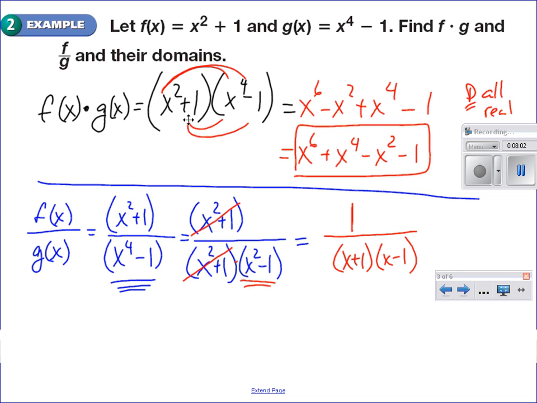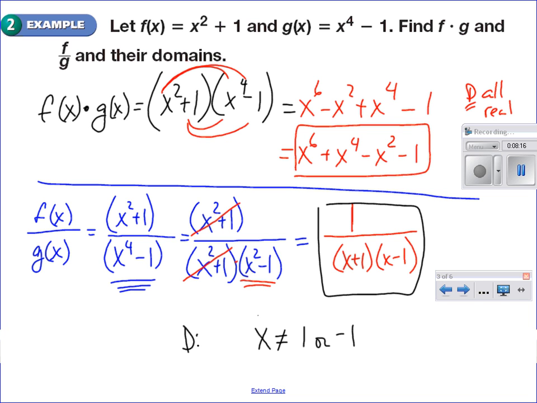Guess what? That's my answer, but I have to state something here. The domain is all real, except x cannot equal 1 or negative 1. Because if it did, I would have a problem. I would have 0 in my denominators. So that's the one, building on a lot of our old knowledge as far as what's going on with denominators. We don't want them to be bad. We don't want them to be 0.